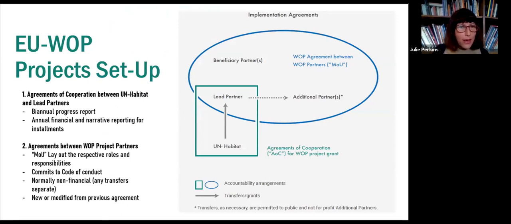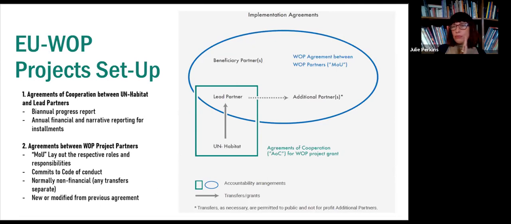So this is just an overview of the project setup. Once your project has been identified as fundable, we're going to work with you. There will be 2 types of agreements that we will put into place. The first one is between UN-Habitat and the lead partner. It's called an agreement of cooperation, and it's the mechanism for us to give the lead partner all the grant funding for the project. This will be distributed in annual installments, one at the onset, and then in the years that follow, with a final smaller installment at the end once everything has been accounted for.